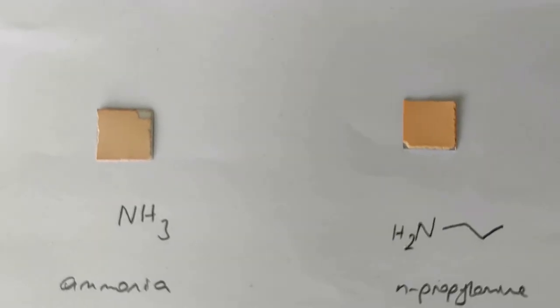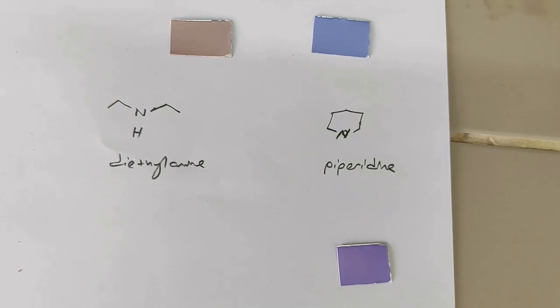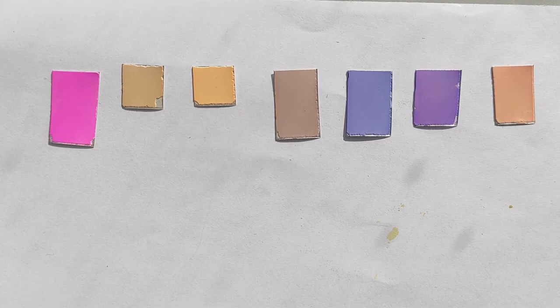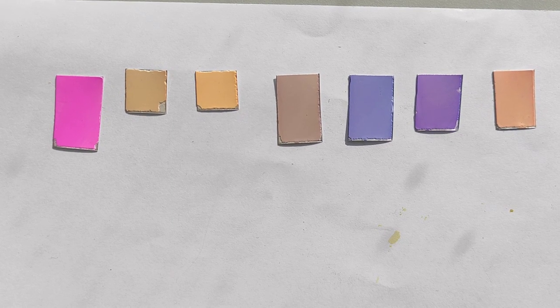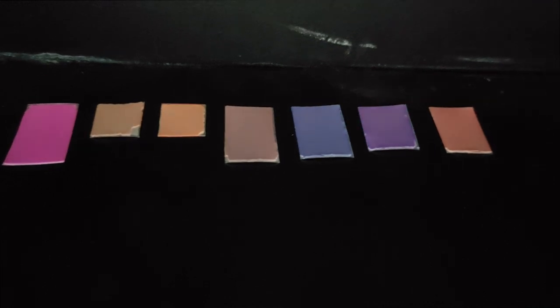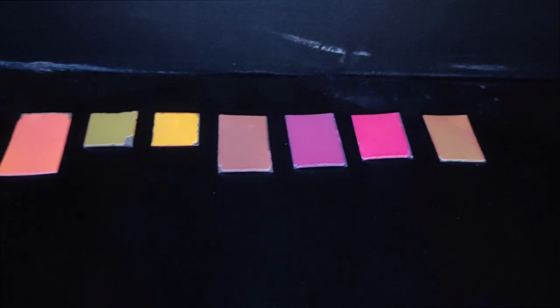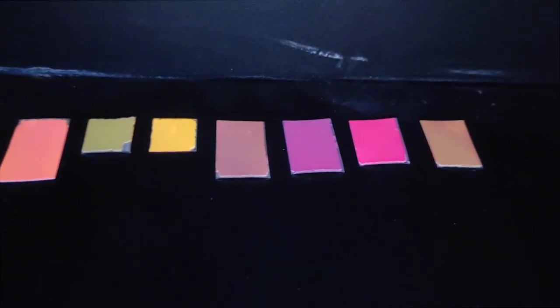Here are the final colors of the plates. The leftmost plate is the reference that was not exposed to amine vapors. Here are the plates under UV light. The plates with slight color differences in visible light become more distinct under UV light.